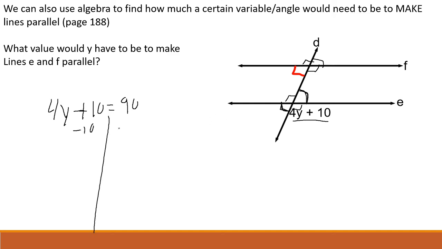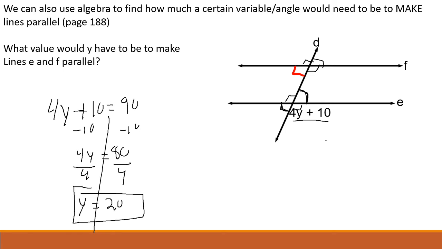So you just subtract 10. This is actually the same thing we did in the last video. You're basically going backwards without really going backwards. So 4y equals 80, and you get y is 20. So y has to be 20 in order for these two lines to be parallel, because that would be the one that makes this perpendicular like it should be.